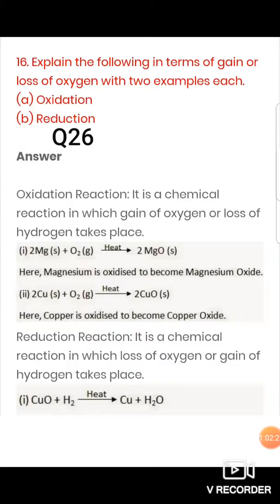2Cu plus O2, copper plus oxygen gives copper oxide. Now here copper is gaining oxygen to become copper oxide. So copper is oxidized. Reduction reaction is a chemical reaction in which loss of oxygen, gain of hydrogen takes place.